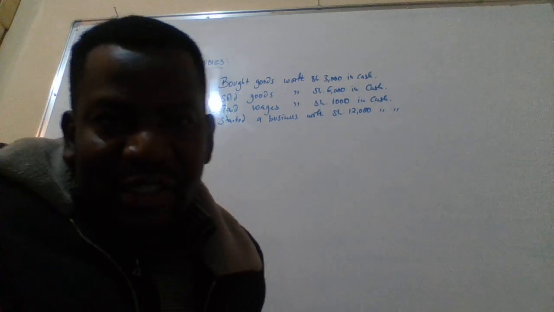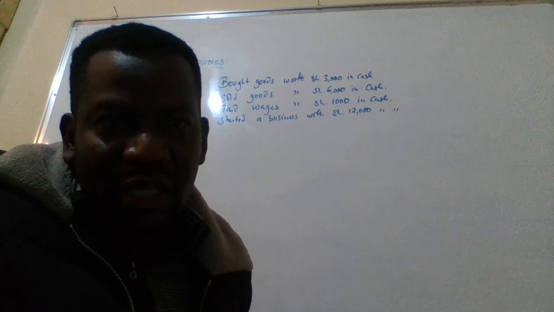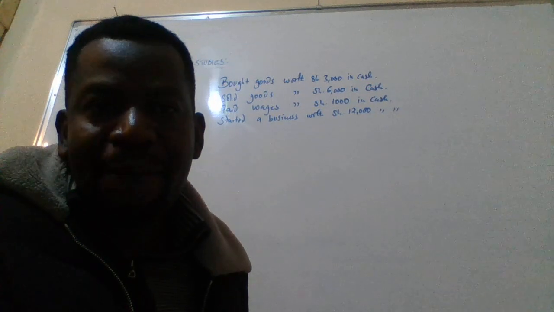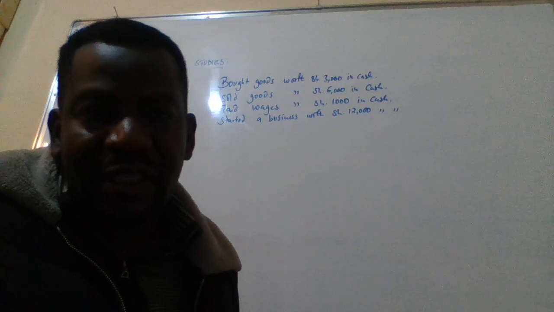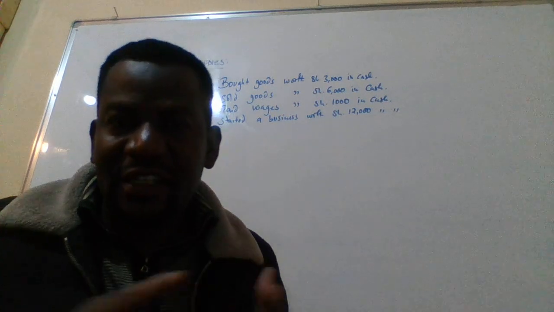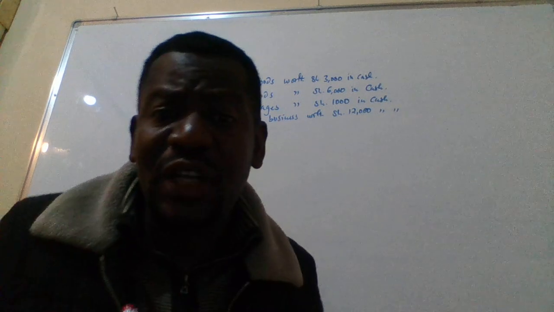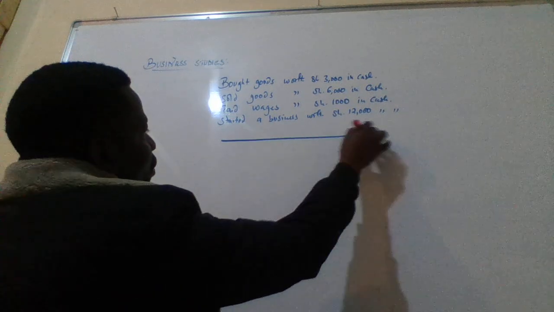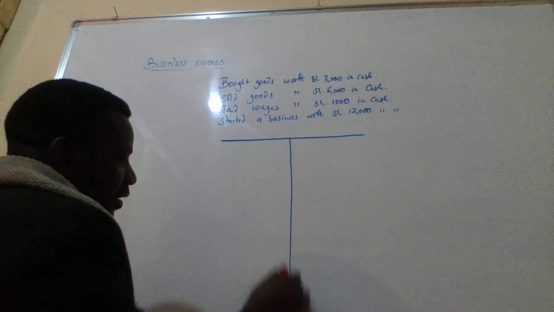So don't forget that. So bought goods worth 3,000 in cash, sold goods worth 6,000 also in cash. He paid wages worth 1,000 shillings in cash. And the fourth is started a business with 12,000 shillings in cash. So I'm going to open the ledgers and transact. I've said the rule of double entry. So just draw the ledger just once.